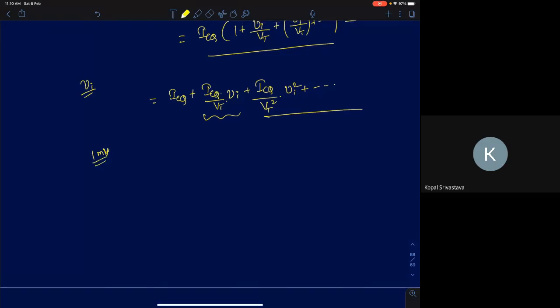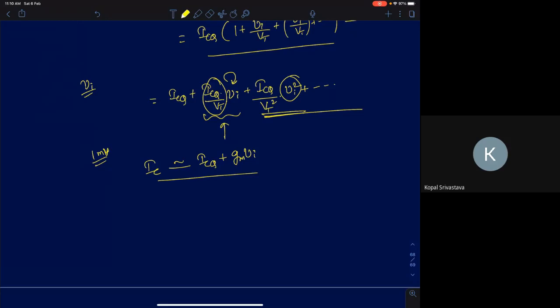Now, this term, 1 millivolt square, is a much smaller number than 1 millivolt. So the first term is going to dominate compared to the second term for small signals. That's why we ignore this, and we assume that for small signals, the collector current is given by the quiescent collector current plus this term, ICQ by VT, which I'm going to call GM, times VI. So this is a small signal approximation.